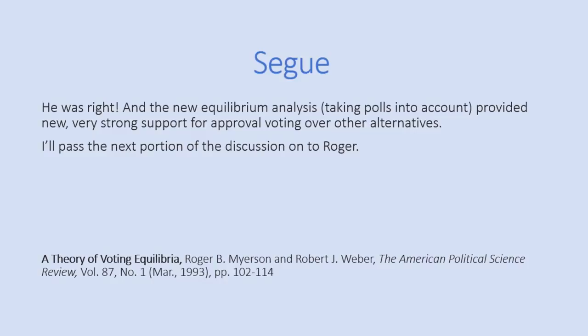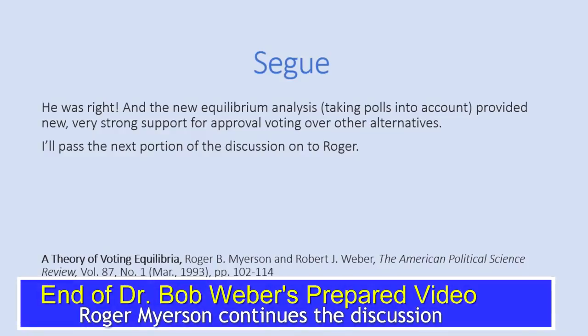Indeed, the new equilibrium analysis, taking polls into account, revealed several ways in which approval voting is definitively superior to other voting systems such as plurality or Borda's rule. I'll leave further discussion of this to Roger.